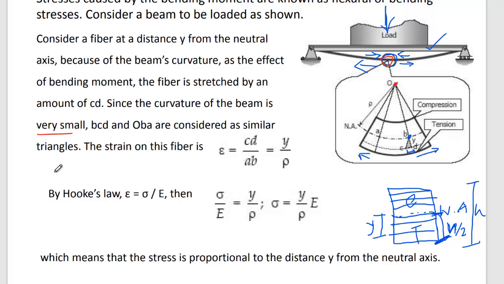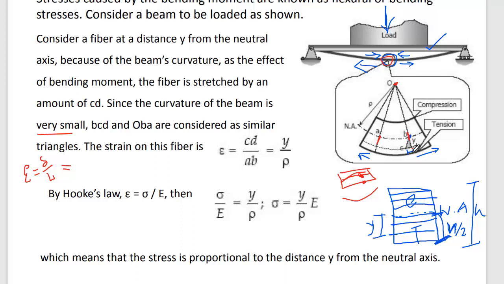What is the formula of strain? Del by L, do you remember? If del by L is the formula of strain, what is the del here? If we consider this the length, CD is the del. This portion of the neutral axis is the original length. Due to the elongation, it changes from C to D. If it were straight, it could have looked like this: this is point B and this is point C. Since it's bent, it looks like that. C was exactly at point B, but it is stressed and now looks like D. This portion is stressed because it elongates. Do you understand?